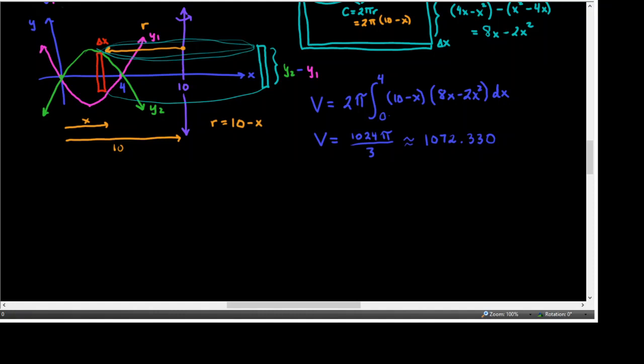Okay, the next slide says comparison of disk and shell methods. And actually, I've done most of that already. We've already kind of talked about it. So for the disk method, the representative rectangle is always perpendicular to the axis of revolution. Said that way earlier. For the shell method, however, the representative rectangle is always parallel to the axis of revolution. And they've shown you several pictures of that.